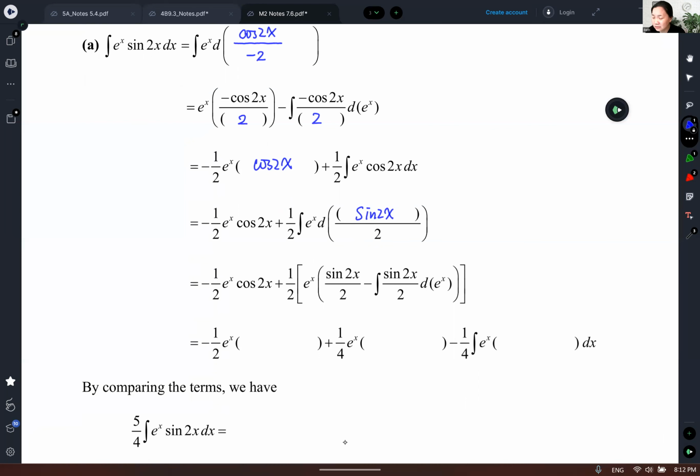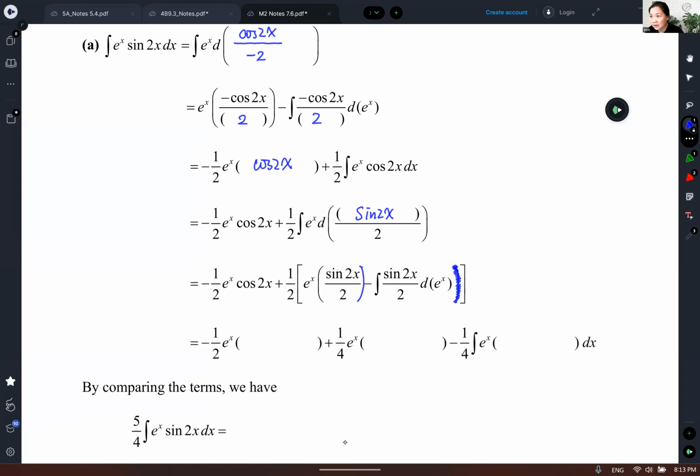Sorry, there's a mistake. I think it's a close bracket here. Close bracket here. I don't know why it's there. Can you erase that? Yes, it's uv minus the integration of v du. So the close bracket is there, close bracket.